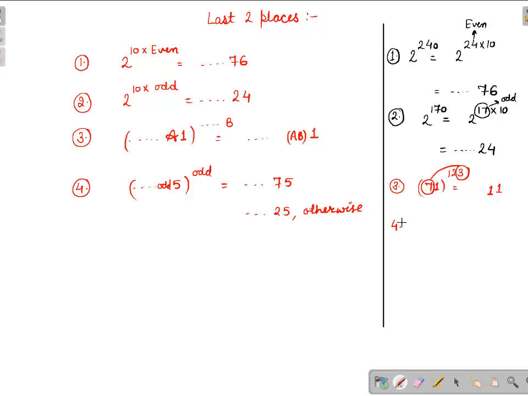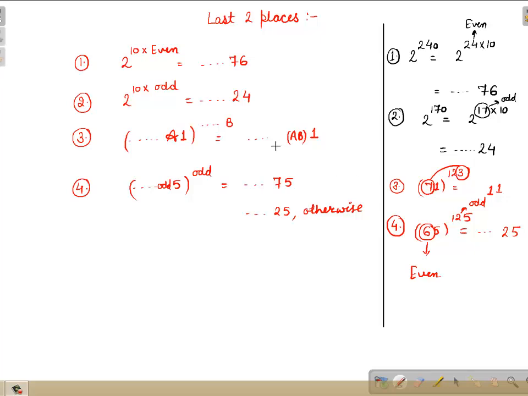Now coming to the fourth, suppose you have 65 raised to power, say, 125 and we want to find the last two places. Of course you can see that the power is odd here, but before 5 we have an even number. That's why this will fall in the second category of the fourth shortcut. So what will be the answer here? It will be 25 only. So these were some basic questions based on these shortcuts. Let us move to advanced questions.